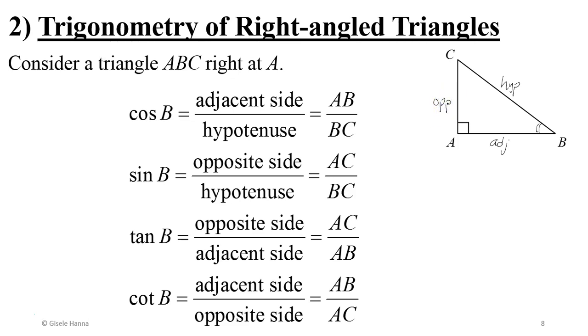So by definition, cosine of B is in fact the adjacent side divided by the hypotenuse. So in this case, it's AB over BC. And sine of angle B would in fact be opposite divided by hypotenuse. Tan of angle B would be opposite over adjacent. It's by definition that tan being sine over cosine. And cotan B, cotan being the reciprocal of tan, would in fact be adjacent over opposite, and of course as well being cosine over sine.